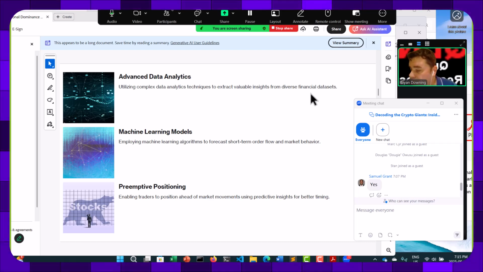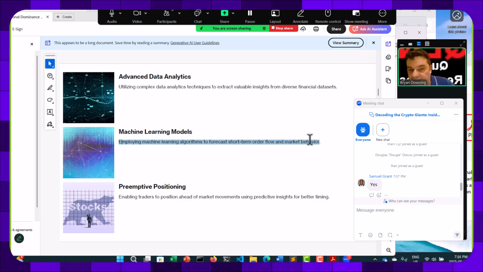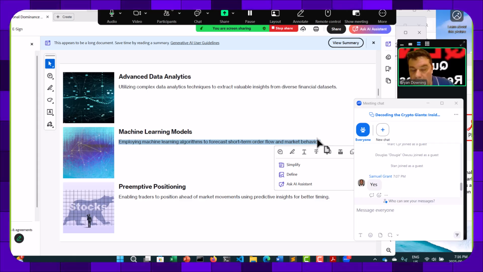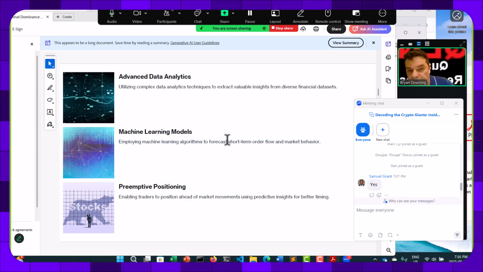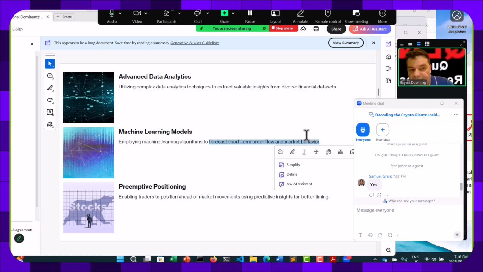They could be comparing that risk against S&P 500. They can be comparing that risk against the DXY. So they're trying to measure why they would want to take this trade in Bitcoin against all these other metrics out there. They're also going to use a lot of sophisticated machine learning algos. What they're trying to do is forecast short-term order flow and market behavior. So this is on the fly in real time, where everything's overlaid together.